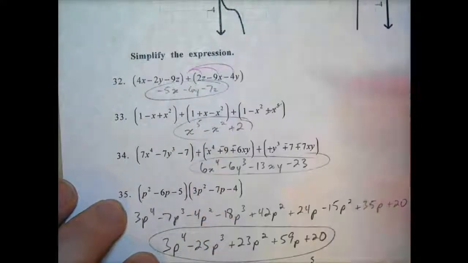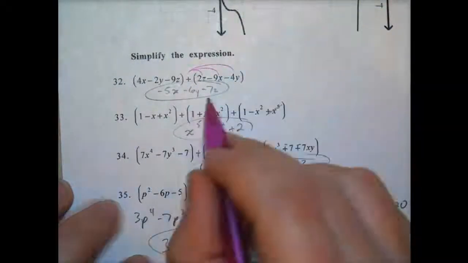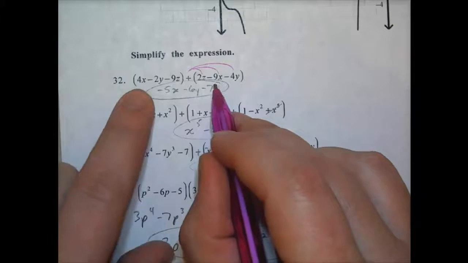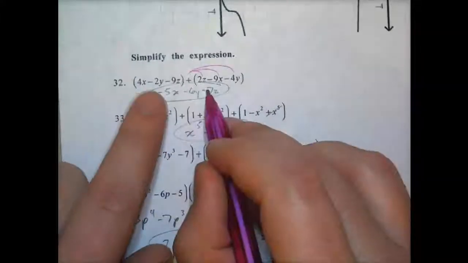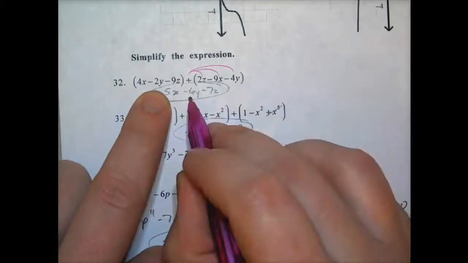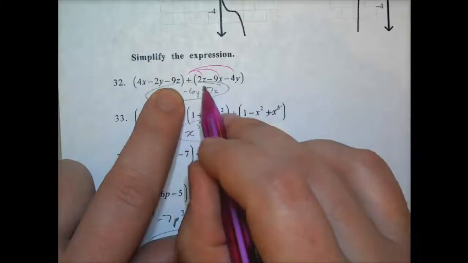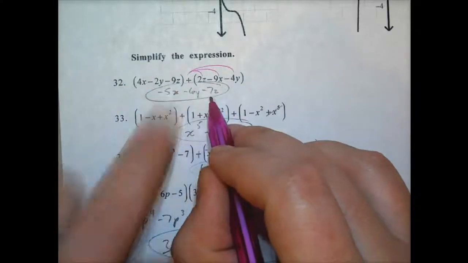So there's not really anything that will change any of those signs, so just combine like terms. So I have negative 9 and 4x make negative 5x. Negative 2y and negative 4y make negative 6y together. Negative 9z and 2z make negative 7z together.